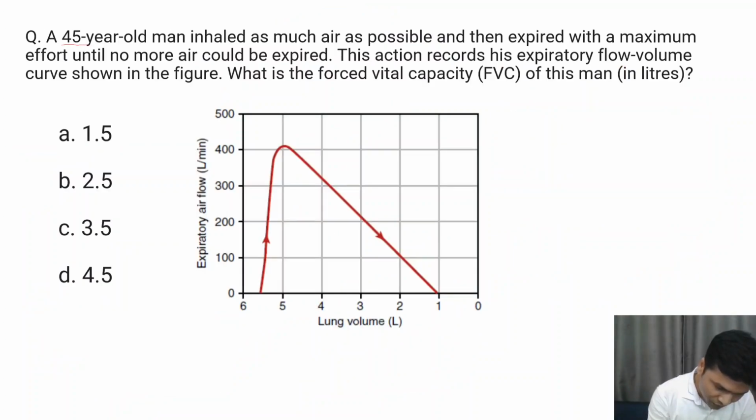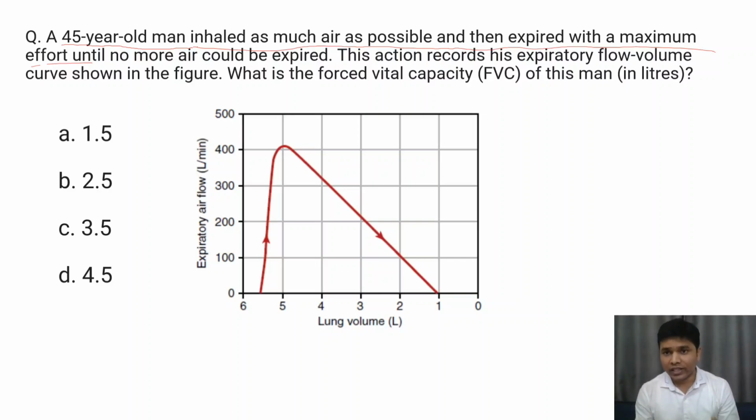A 45-year-old man inhaled as much air as possible and then expired with maximum effort until no more air could be expired. This is the forced vital capacity, or vital capacity.